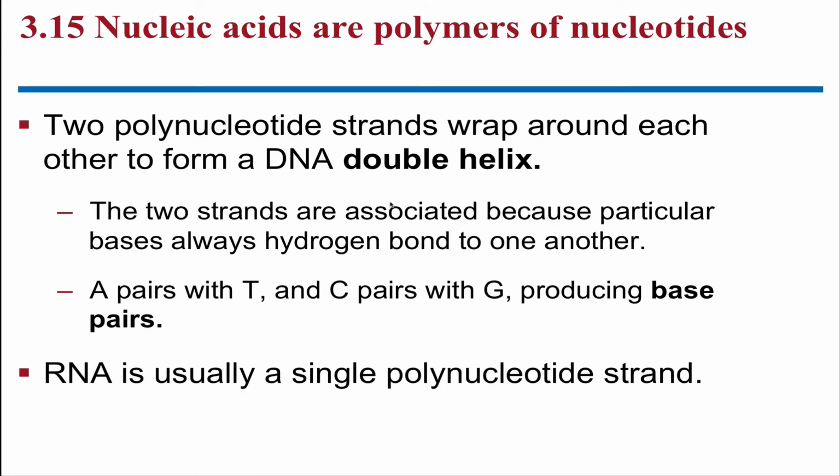So two polynucleotide strands wrap around each other to form a DNA double helix. The two strands are associated because particular bases always hydrogen bond to one another. Adenine always pairs up with thymine, cytosine always pairs up with guanine. Okay? And this is what we call base pairs. RNA is usually a single polynucleotide strand. Okay? So RNA is just by itself. DNA, again, you have a double helix here.